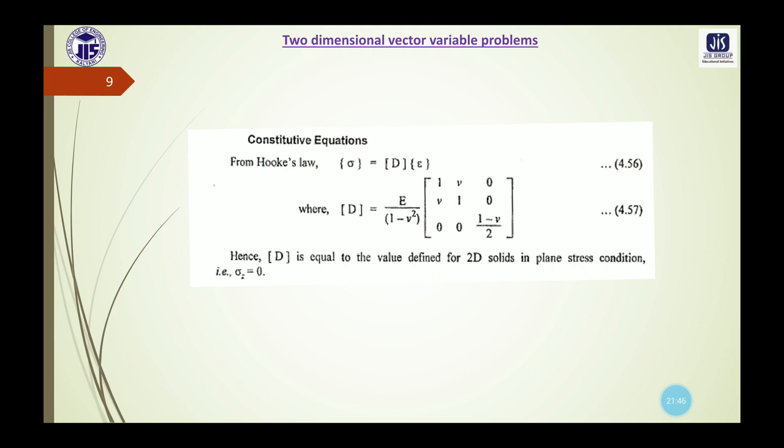Now this constant of proportionality D equals E by 1 minus nu square multiplied by a 3 by 3 matrix, which is our equation number 4.57. So here the D matrix consists of the Young's modulus and Poisson's ratio. This matrix is also familiar to us, and we have used it to solve different numericals earlier. Hence D is equal to the value defined for 2D solids in plane stress condition, that is sigma z equals to 0.